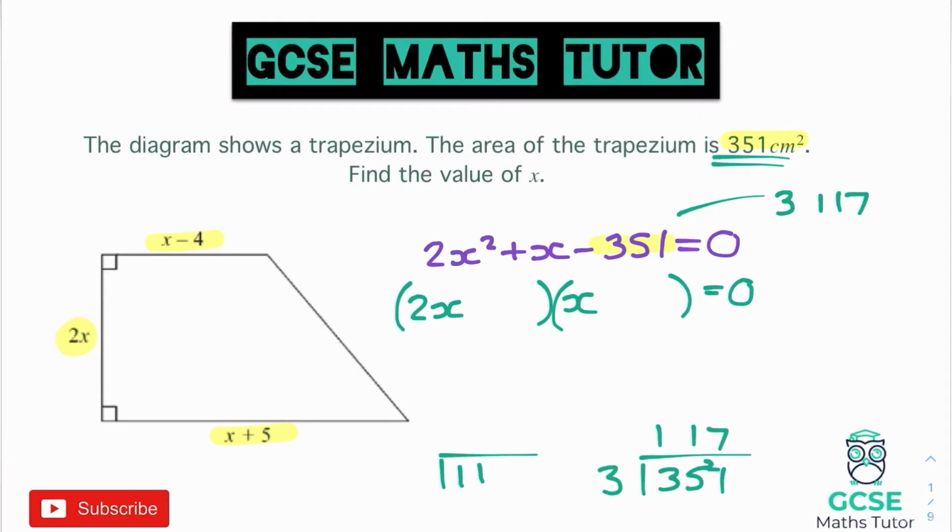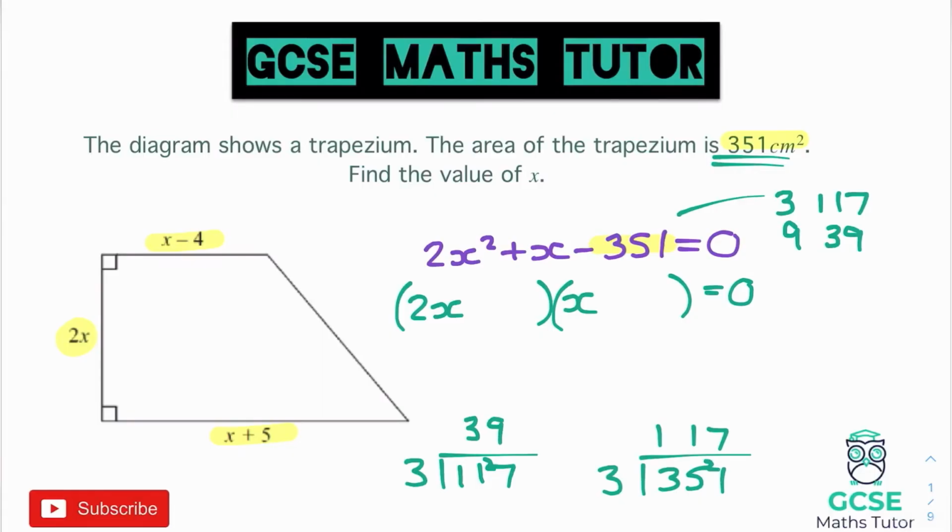So 117, divide that by 3. 3 goes into 11 3 times, with a remainder of 2. Then it goes into 27 9 times, so 39. So if 117 divided by 3 is 39, then we can times the 3 by 3, and that would mean it's 9 times 39. A little bit of a trick here for finding pairs when you've got some nasty numbers.